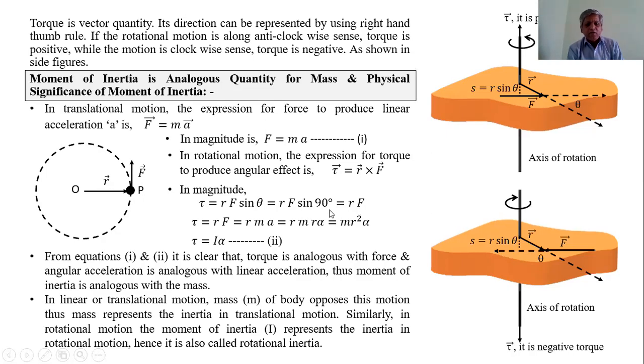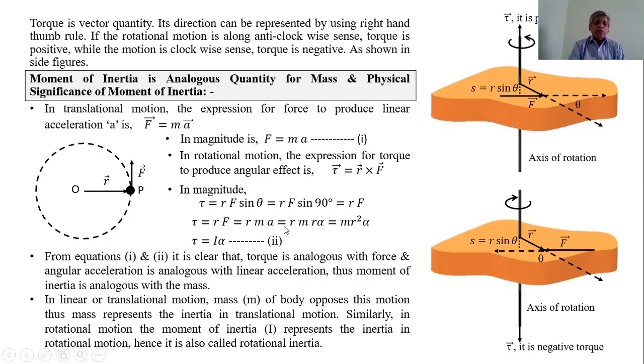Since sine 90 is equal to 1, therefore torque tau is equal to R into F. But according to the expression for force, force is equal to mass into acceleration, that is m into a. So torque tau is equal to r into m into a.